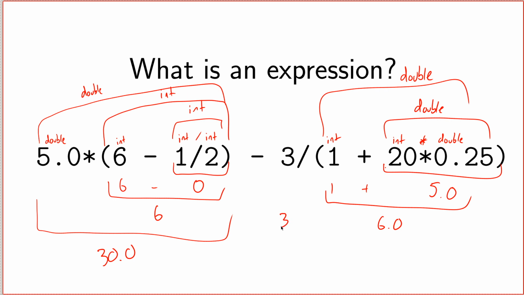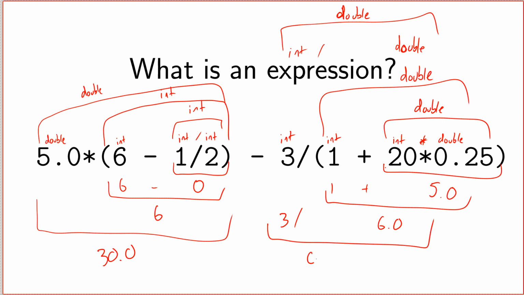Okay, so what is 3, which is an int, I'll put that up here, 3 divided by the double value 6. Well, because I've got int over double, the result will be a double. So I don't have to worry about that funny integer division problem because one of the two operands was a real value. So in this case, 3 divided by 6 would be 0.5. So now I've got 30.0 minus 0.5, and it is in fact double minus double, so the result will be the double value, 29.5.